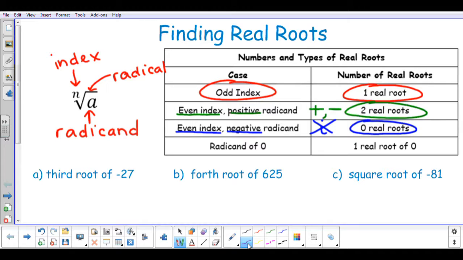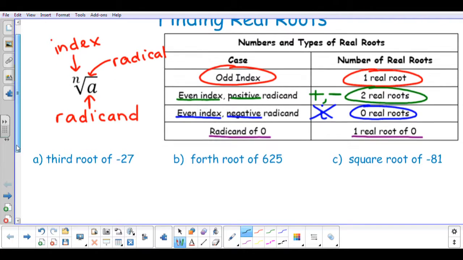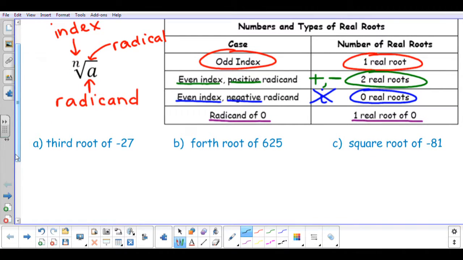And then our last case here is when my radicand is 0. Any root of 0 is 0. So it's one real root of 0. We're going to use these properties to fill in the following examples.